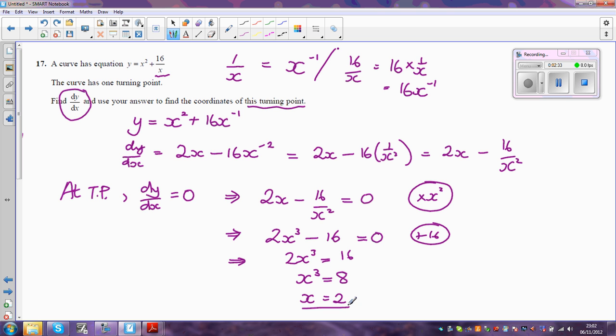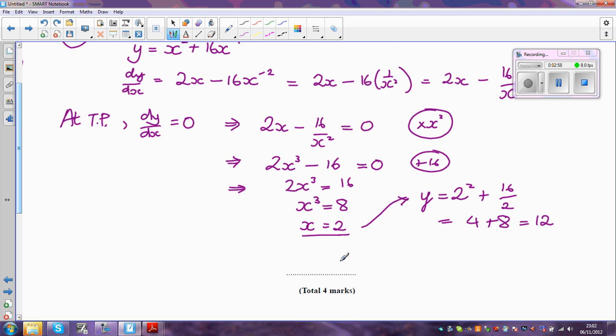Okay. We now need to find the y coordinate of the turning point, so we know that y is equal to x squared plus 16 over x. So in this case, y is equal to x squared, well, that's 2 squared plus 16 over 2. So it's 4 plus 16 divided by 2 is 8. Okay, and 4 plus 8 then is equal to 12. So our x coordinate is 2, our y coordinate is 12, which means that the coordinates of the turning point are just 2, 12.